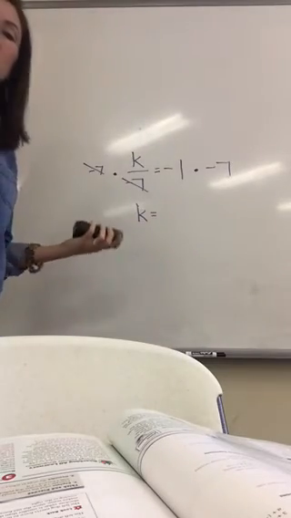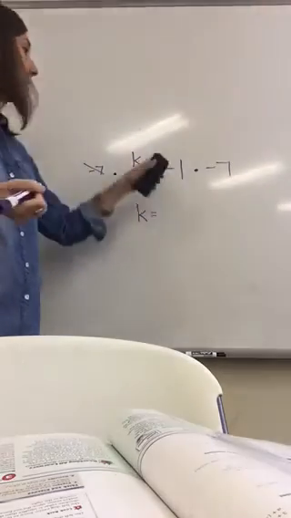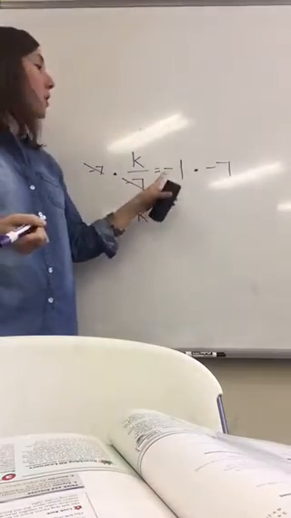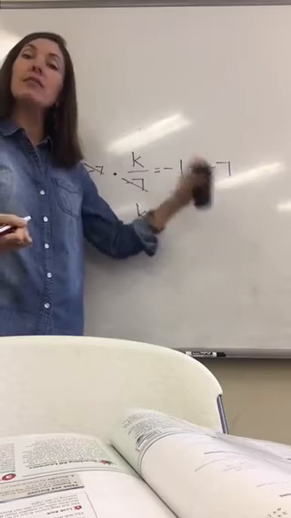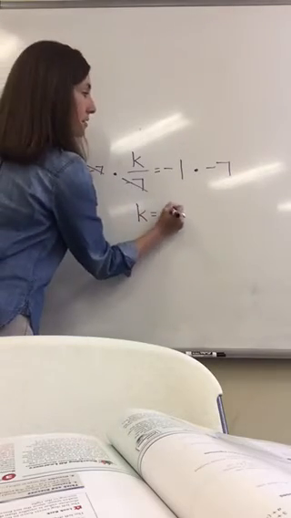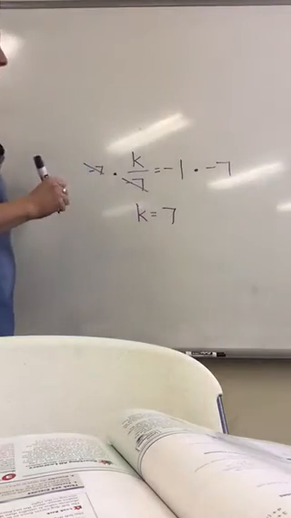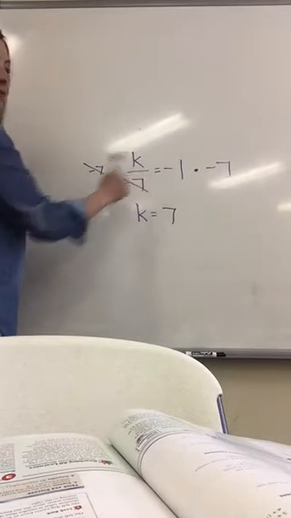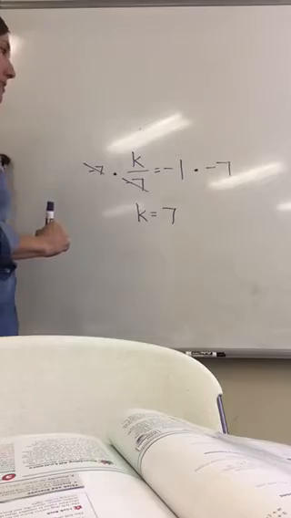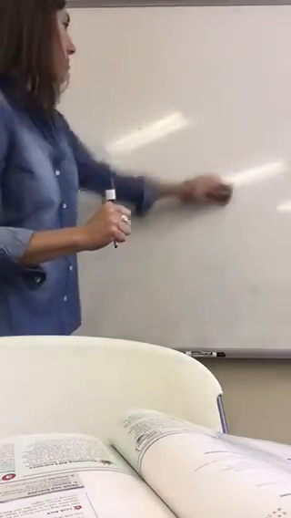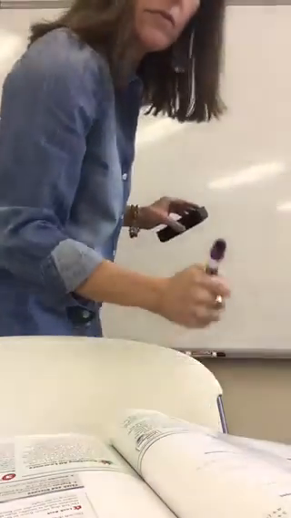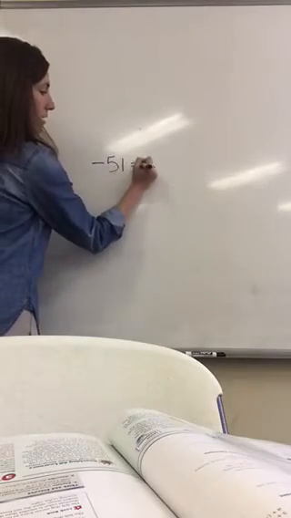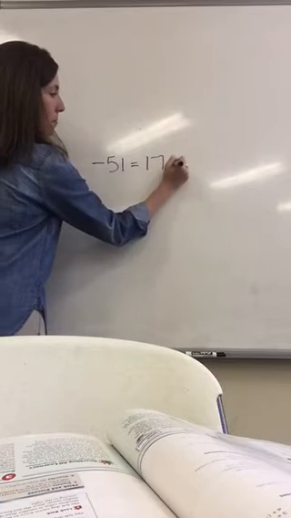Go back and look at lesson 2-3 if you need to review the rules. Whenever we multiply two things with the same sign, it's always positive. Or we can say a negative times a negative is always a positive. So this answer is 7. Negative 1 times negative 7 is positive 7. Is 7 divided by negative 7 negative 1 if we plug it back in? Yes, sure is. All right, let's look at the next one. Negative 51 equals 17b.